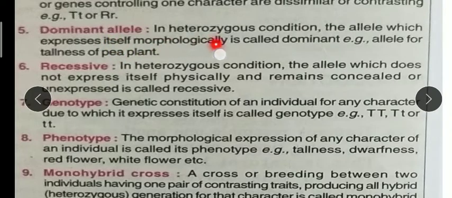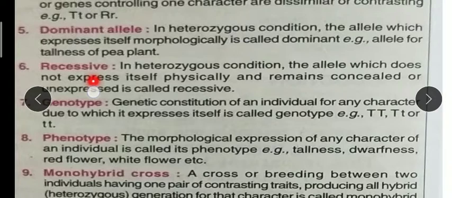So in the heterozygous condition, the allele which expresses itself morphologically, these dominant alleles will express themselves, or you can say they suppress the other gene, the recessive gene, the small letter gene. So it is called the dominant. An example is the allele for tallness of a pea plant, as I said. So remember that the dominant always expresses itself, and it will suppress the small letter gene.